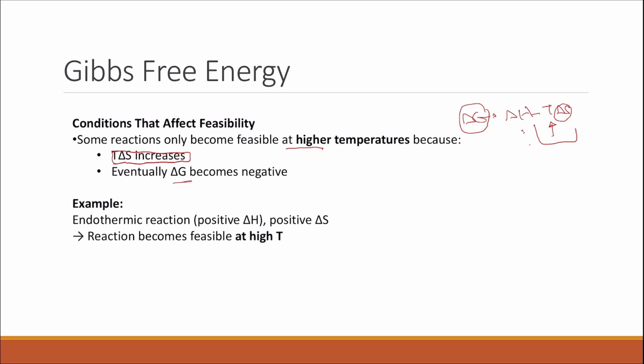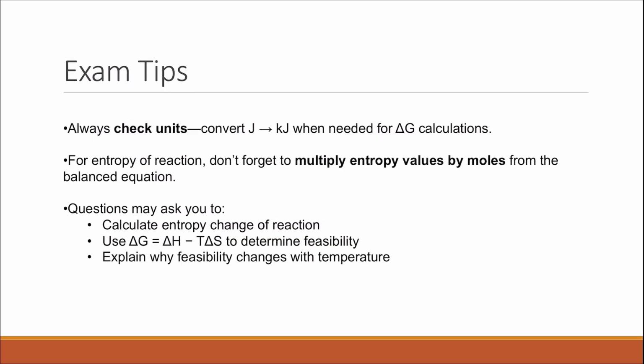Eventually, the delta G will become negative. For an endothermic reaction, which has a positive delta H, with a positive delta S as well, the reaction can become feasible at higher temperature.